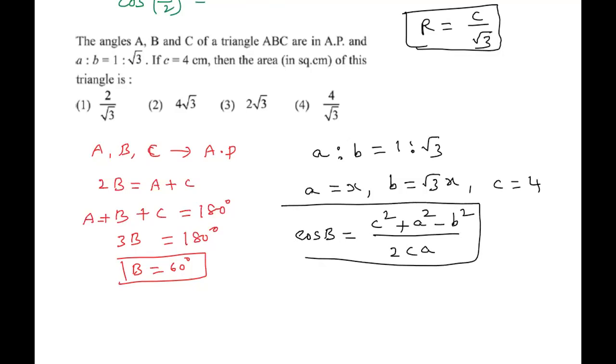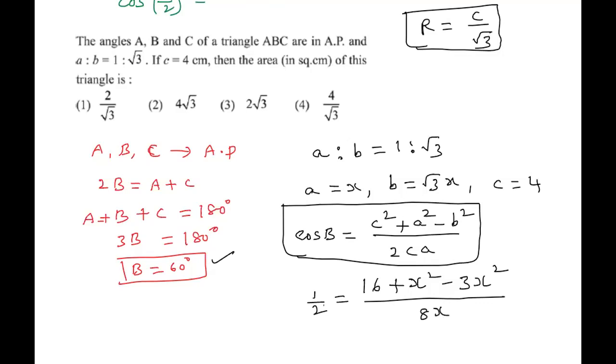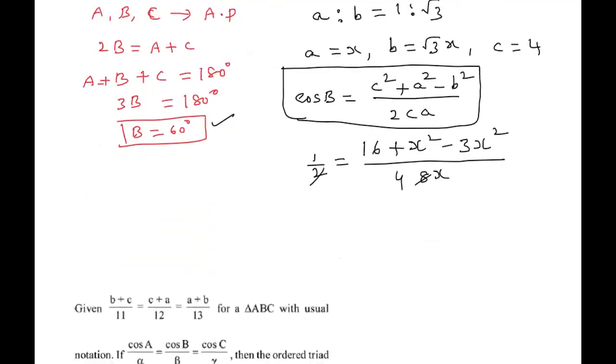Why I am taking cos B value means B angle is 60 degrees, already we know that. Cos 60, how much? 1 by 2. C is 4, 4 4s are 16, plus x square minus 3x square divided by 2CA. 2 4s are 8, overall 8x will come. So 2 4s are 8, cancel. Take cross multiplication. What happens? See, 4x is equal to 16 minus 2x square.